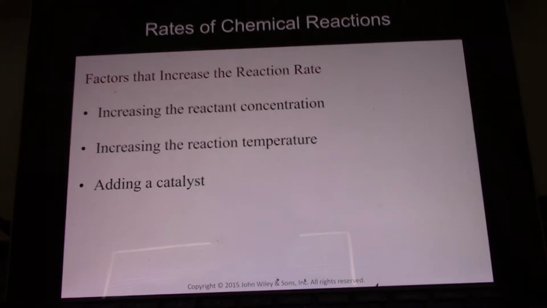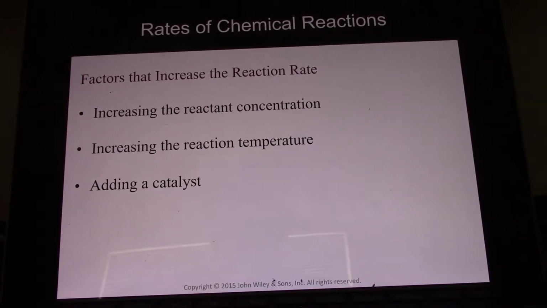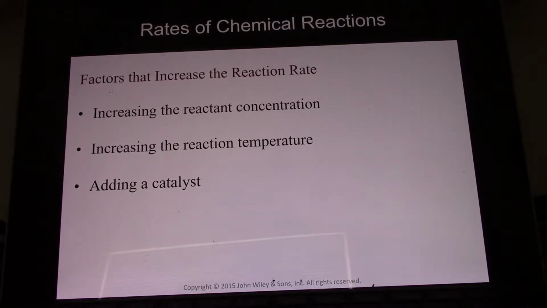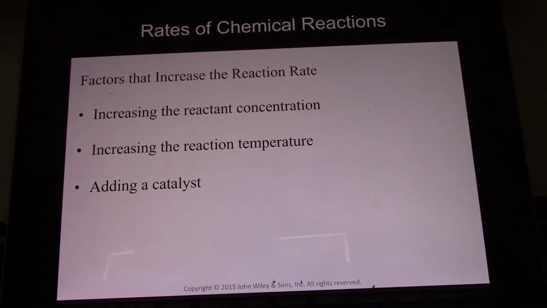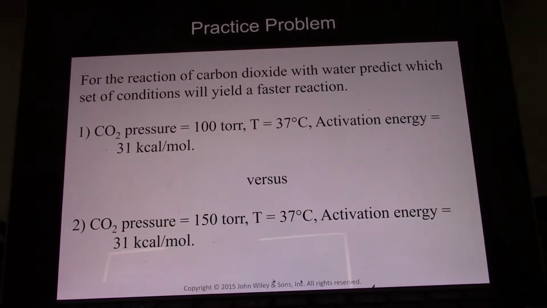So, factors that increase the reaction rate. Increasing the reactant concentration will increase the reaction rate in most cases. Increasing the reaction temperature: in general, you can double the rate of a chemical reaction by increasing the temperature by 10 degrees Celsius. So by heating things up, you can make things go a lot faster. Or by adding a catalyst, you reduce the activation energy, and then the chemical reaction happens a lot faster.